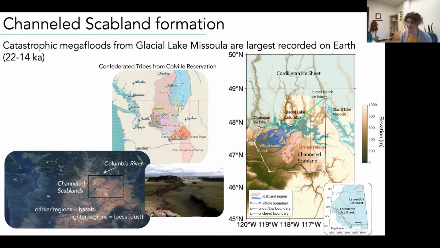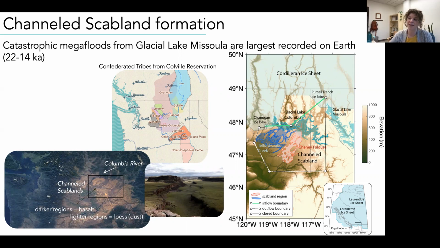So as you all know, the Channeled Scabland is a landscape that's a series of canyons that were formed by dozens of glacial outburst floods from Glacial Lake Missoula during the last ice age. I'm showing a little schematic here on the right, and Glacial Lake Missoula is over here. You all probably know this really well if you're part of this institute. These canyons that form the scabland are cut into Columbia flood basalt on an otherwise uneroded, loess-covered Columbia Plateau.